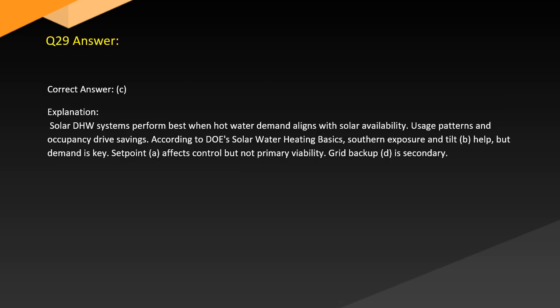Answer. Correct answer: C. Explanation. Solar thermal systems perform best when hot water demand aligns with solar availability. Usage patterns and occupancy drive savings, according to DOE's Solar Water Heating Basics. Southern exposure, B, helps but demand is key. Set point, A, affects control but not primary viability. Grid backup, D, is secondary.